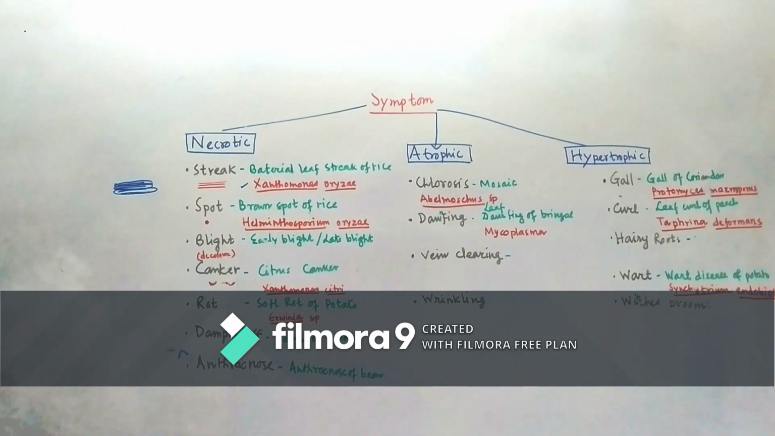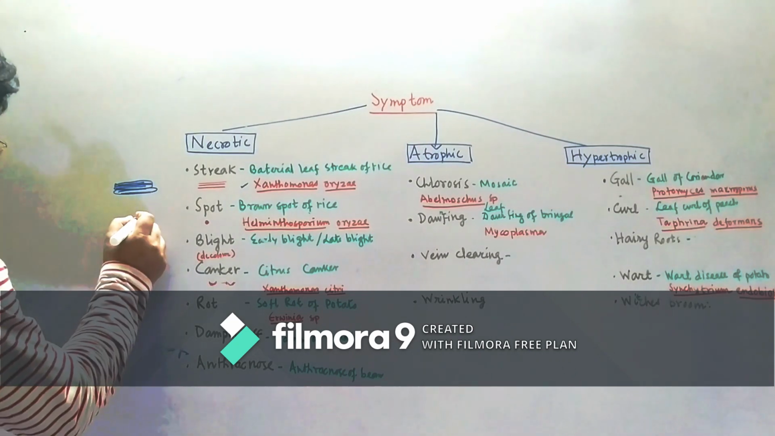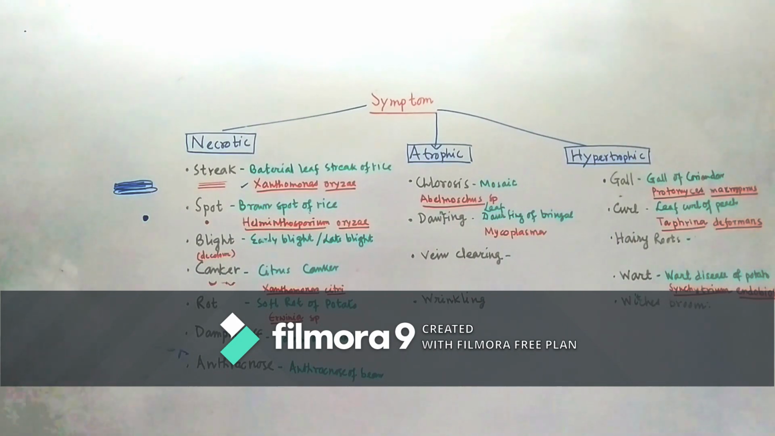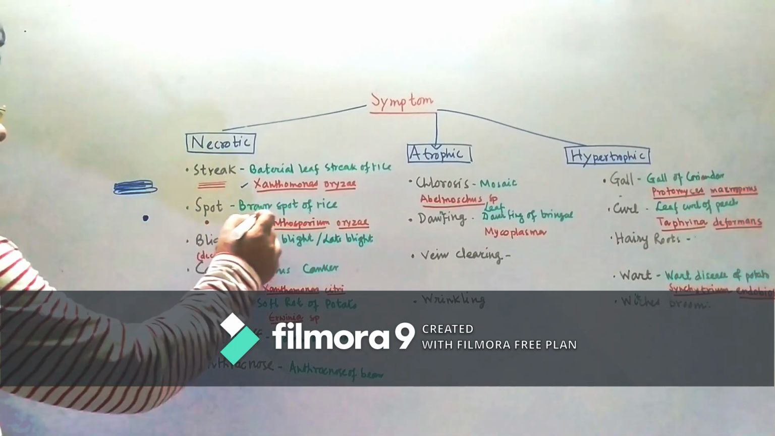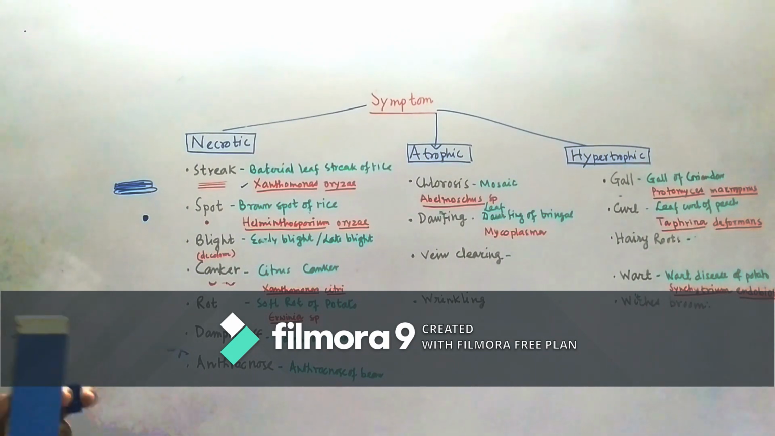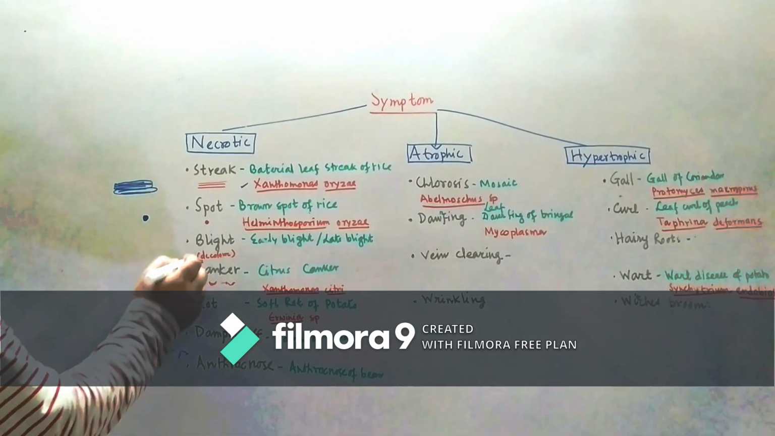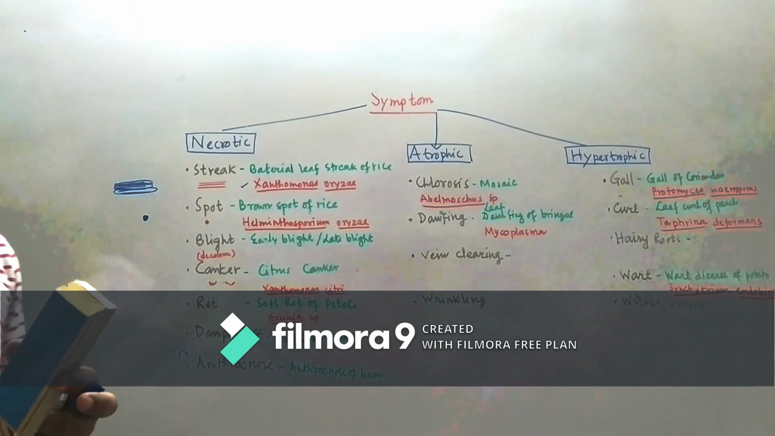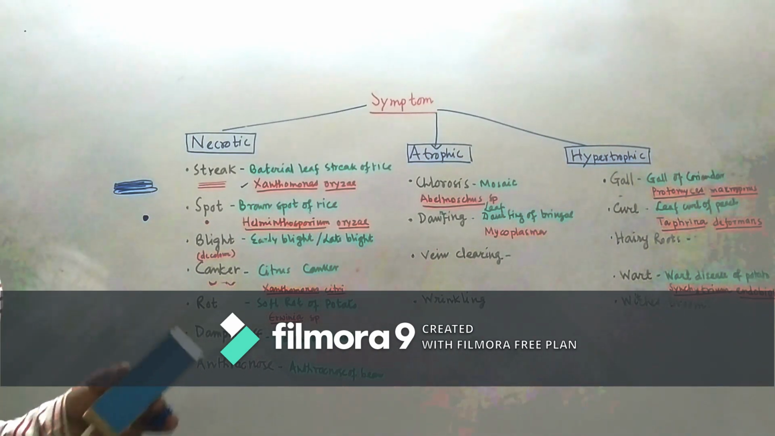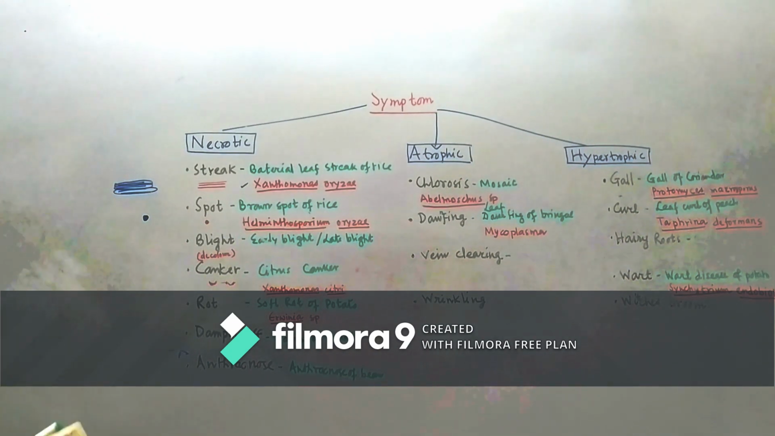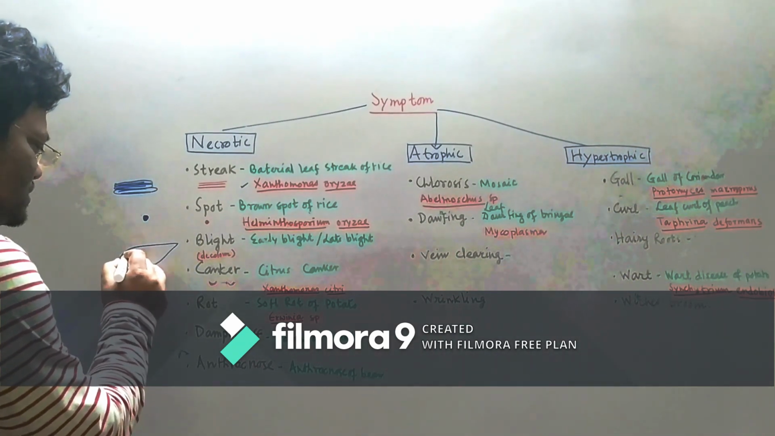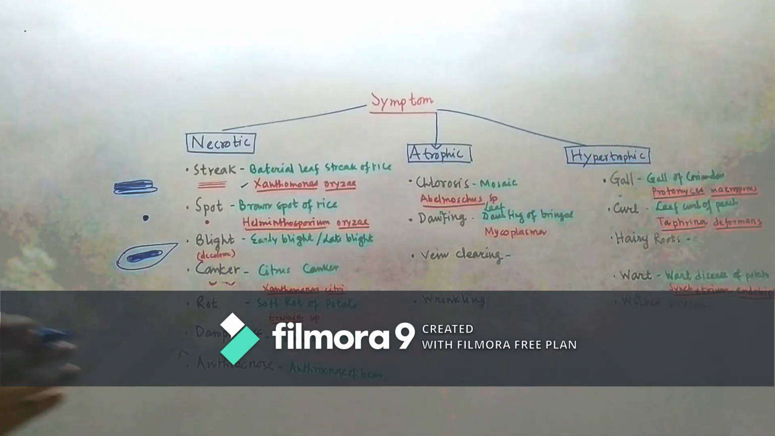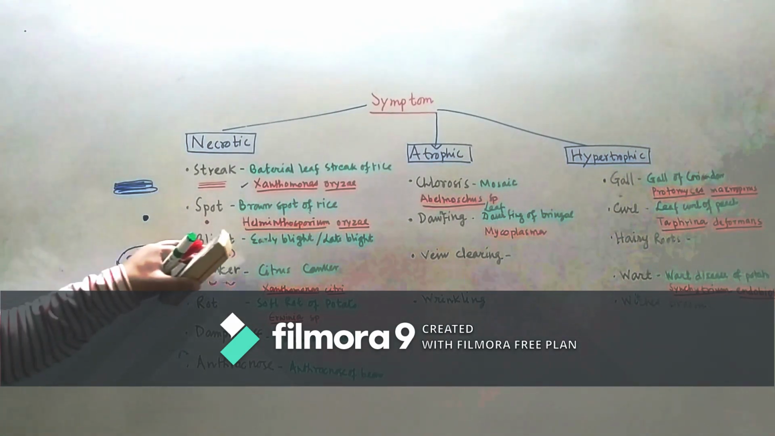Second, necrotic symptom is spot. When necrosis occurs in a particular small area, it is called spot. An example is brown spot of rice, Helminthosporium oryzae. Third is blight. When a massive part of the plant tissue is affected by a pathogen, the plant part is discolored and a brownish appearance occurs. This is called blight.